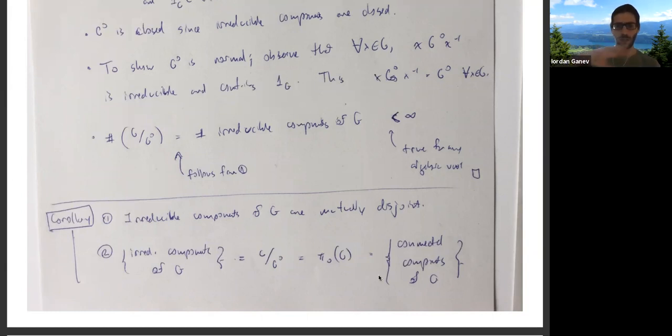And so basically the set of components of G has a group structure, and that's just this quotient group.